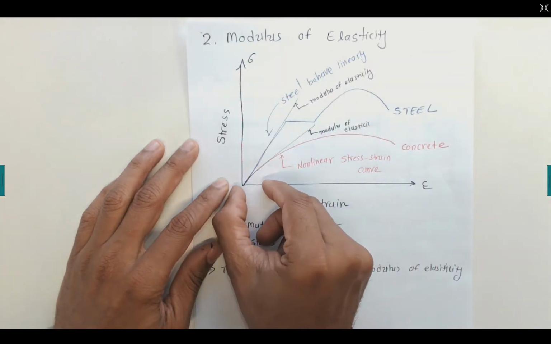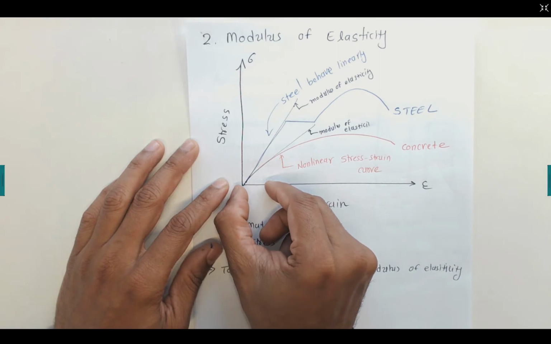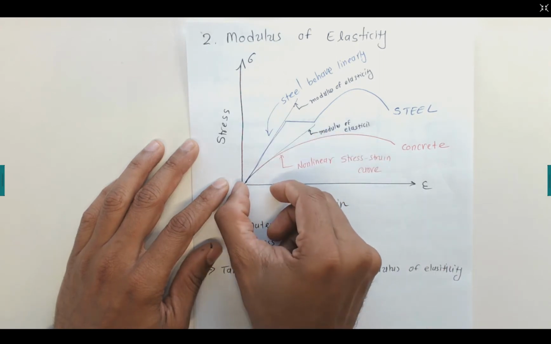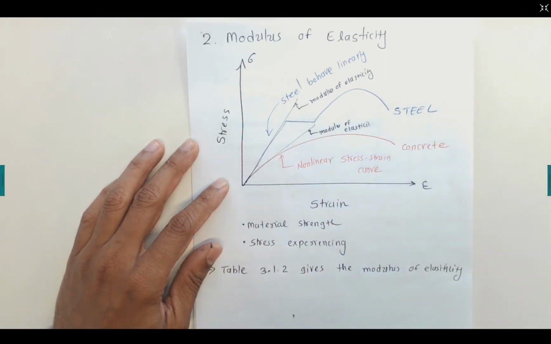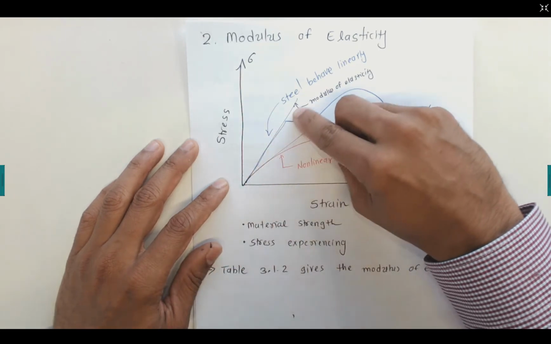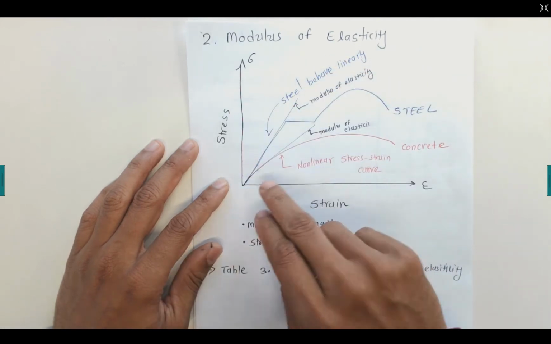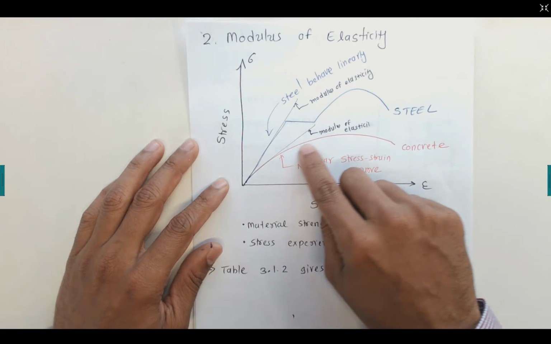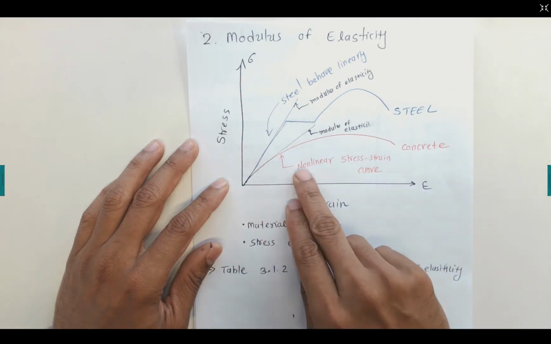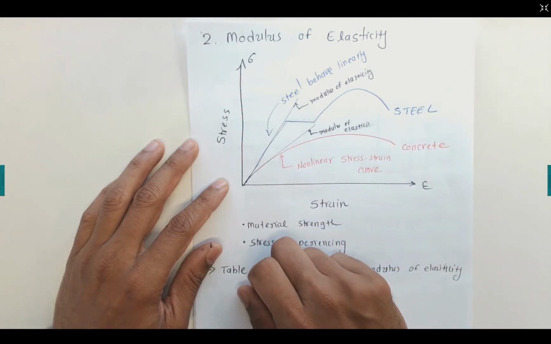So if you are taking this stress value here divided by strain value here, this ratio gives you the modulus of elasticity. Same thing for steels. Now steels behave linearly in the initial portion, so it's quite easy to find the elastic modulus, unlike concrete. This is non-linear behavior. So it's a non-linear stress strain curve.